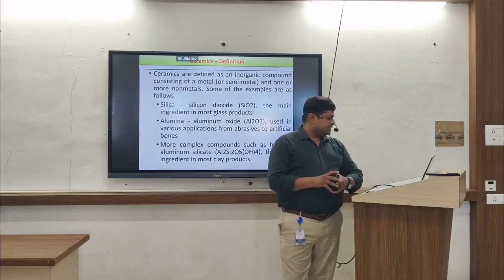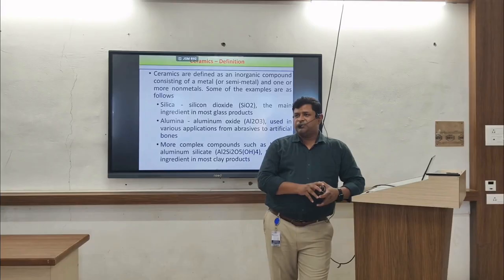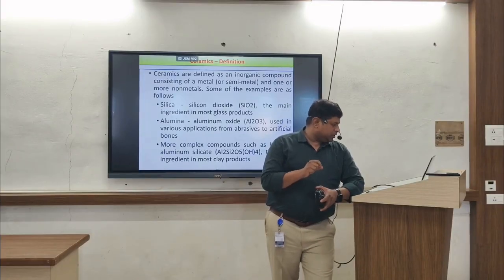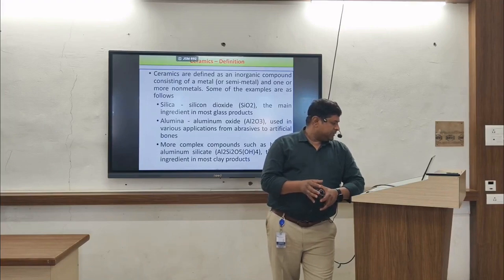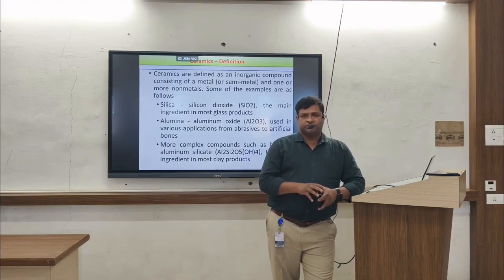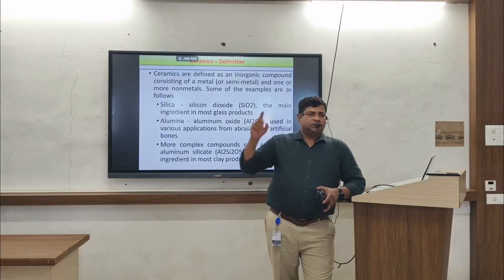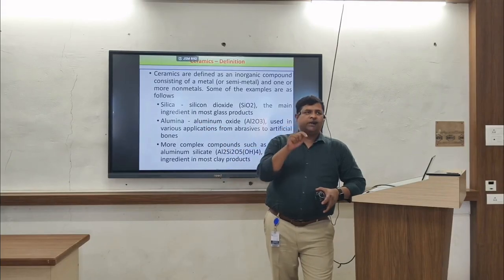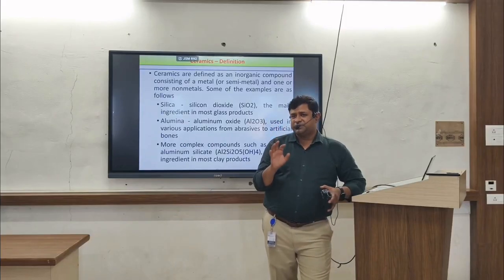Silica is nothing but silicon oxide, SiO2, the main ingredient in most glass products. In the glass that is made, we can add silica as an ingredient, and it is one of the most important ingredients. Alumina is nothing but Al2O3. It is used for various applications from abrasives to artificial bones. From alumina we can have artificial bones, and abrasive means, you might have seen the double disc polishing machine in the lab. In that, particles of alumina are used for the fine polishing of steel material.